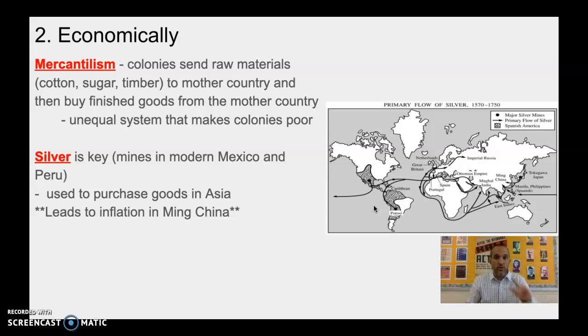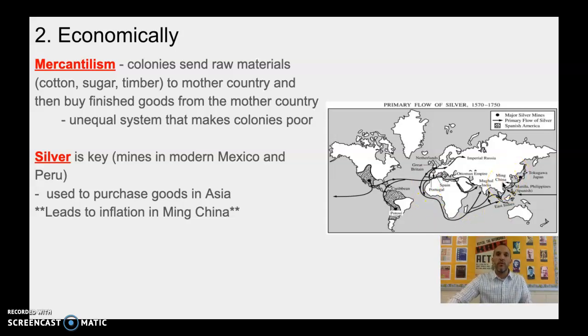Number 3 is silver. Silver makes the world go round at this point. It's the main source of currency in terms of trading. And silver mines are going to be discovered in Mexico, but mainly down here in what was formerly the Inca Empire. And when the Spanish discover these silver mines, they are going to put the Latin Americans to work. And this silver is going to flow out of Latin America, so it's Spanish silver, and it's going to be used to purchase goods in China.